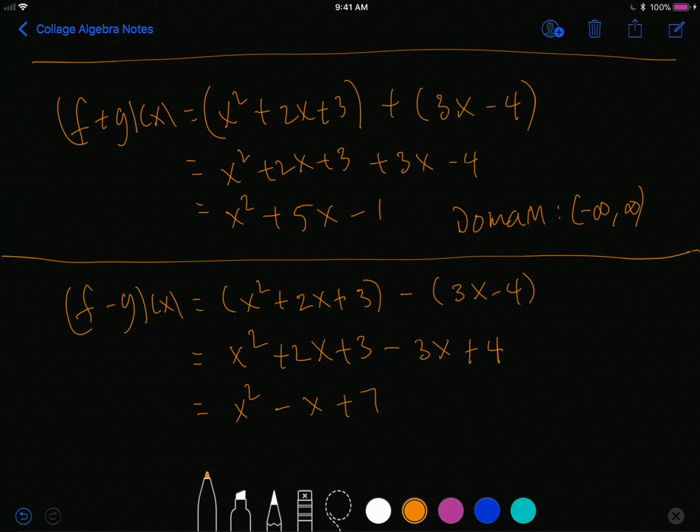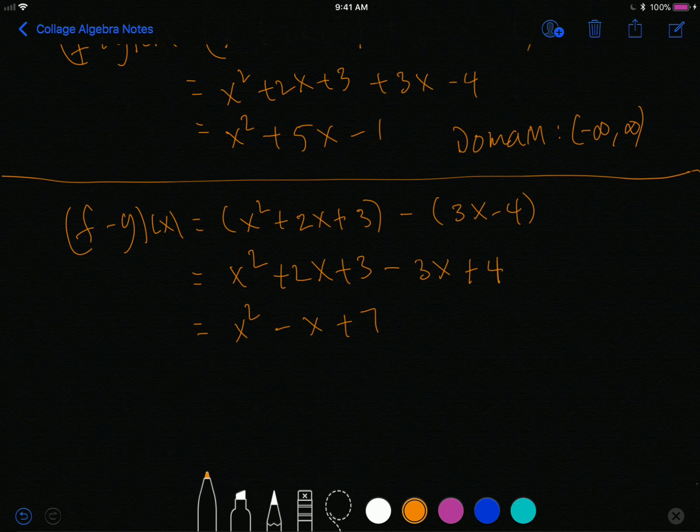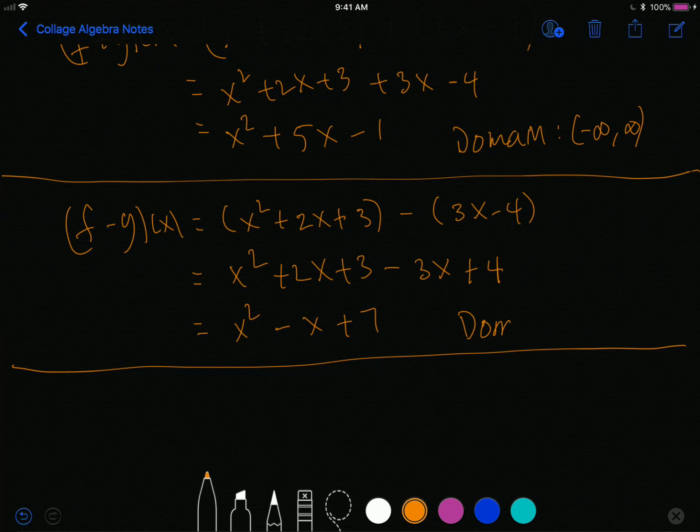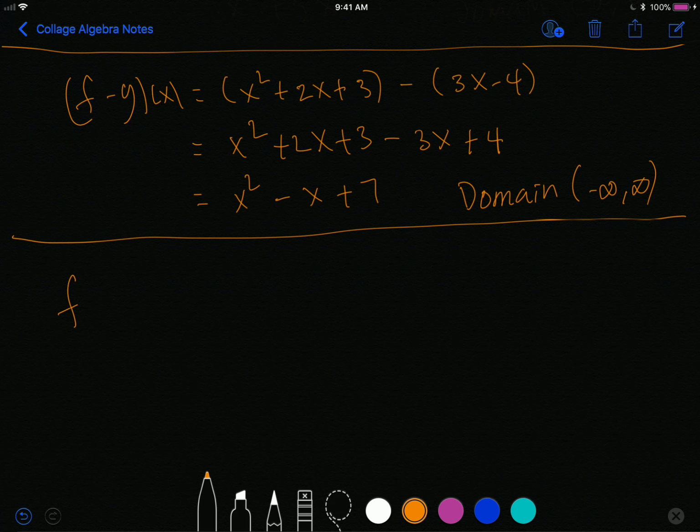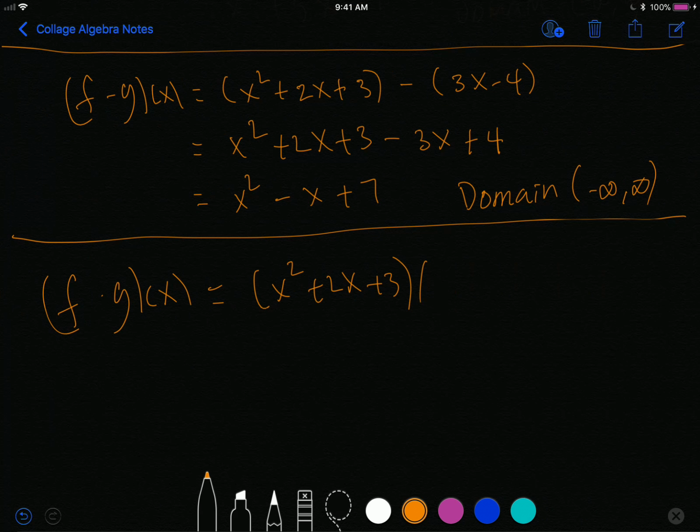F minus g of x. Again, it's pretty straightforward. Oh, the domain again, this is just a polynomial. The domain again is simply all real numbers. F times g of x, you're simply multiplying them together. x squared plus 2x plus 3 times 3x minus 4.